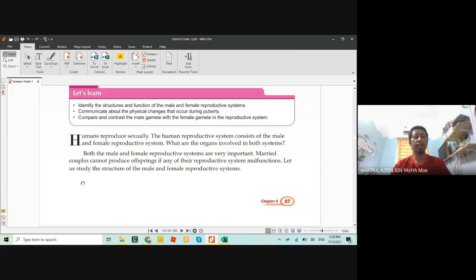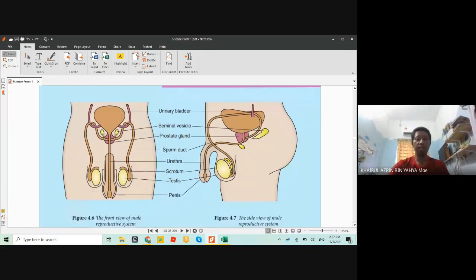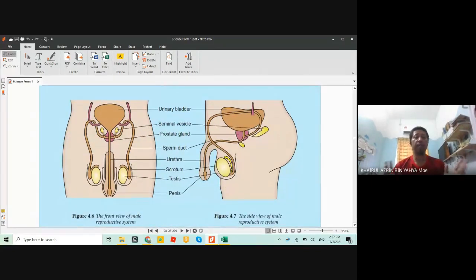Okay. Let us study the structure of the male and female reproductive system. So now we look on the male, and then after that we look on the female reproductive system. Okay, ready? So this is male reproductive system. Lelaki. So this is the front view, and this is the side view. Okay. This one, the big one. This is urinary bladder. Pundi kencing. Okay. And then this one, the small one here is seminal vesicle.